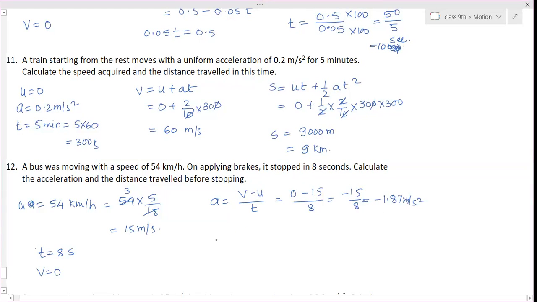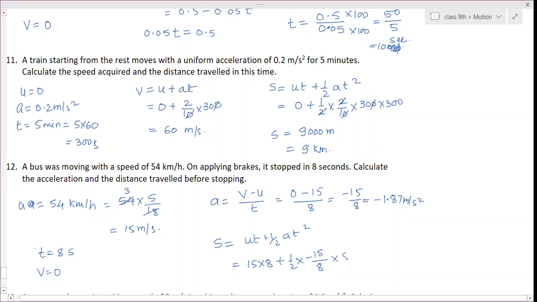And then distance covered. S is equal to ut plus half at square. u is 15 by 8, plus 1 by 2 into minus 15 by 8. Don't take this decimal answer because it is an approximated answer. So whose value is that? That is minus 15 by 8. So we have considered a as minus 15 by 8 only.